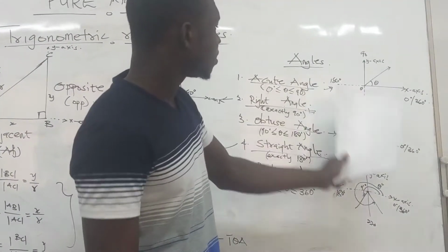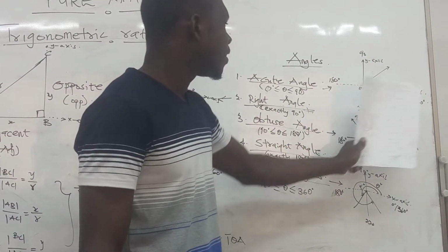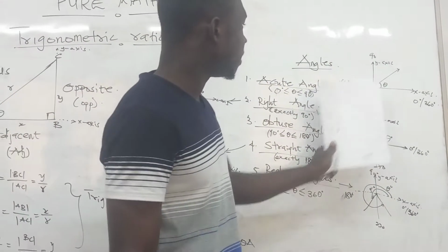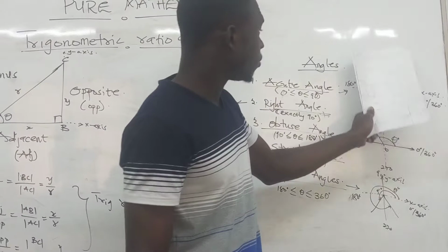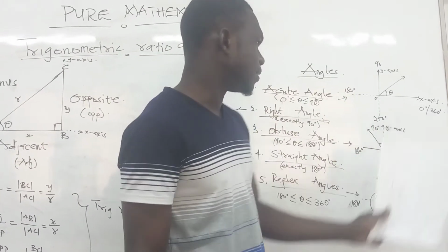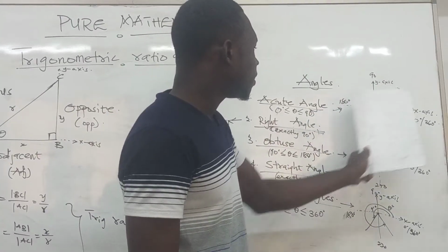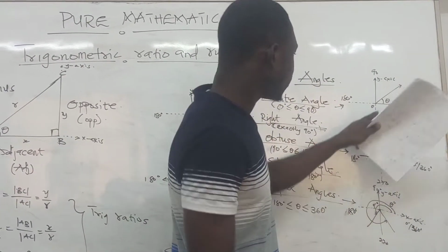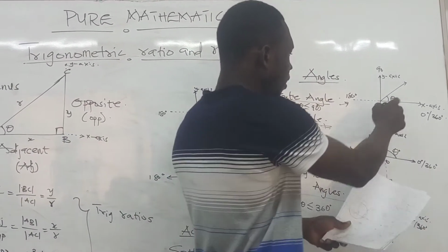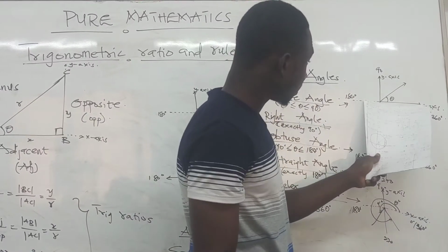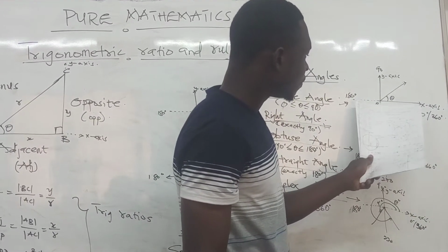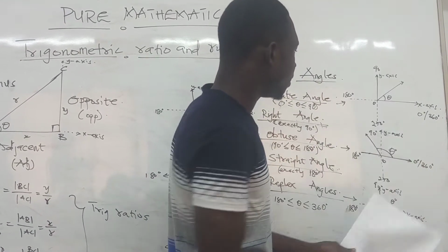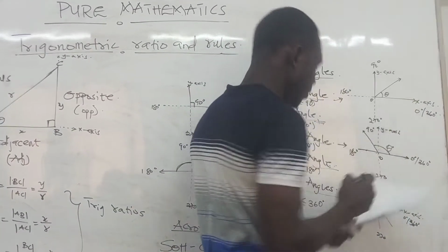So considering this diagram, we have a two-dimensional plane. What I mean by two-dimensional plane is we have the y-axis and then the x-axis. If a straight line is drawn from the origin out, it forms an angle, and this angle lies between 0 and 90 degrees.